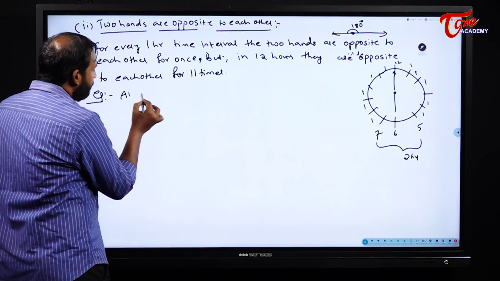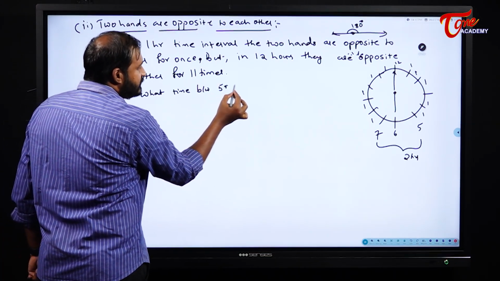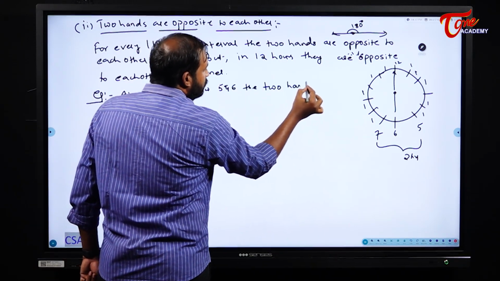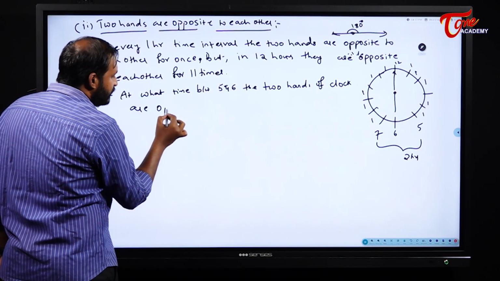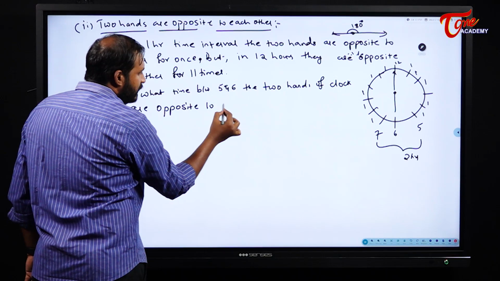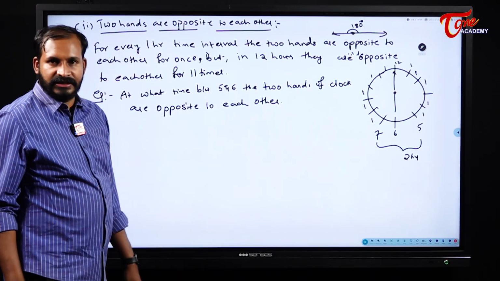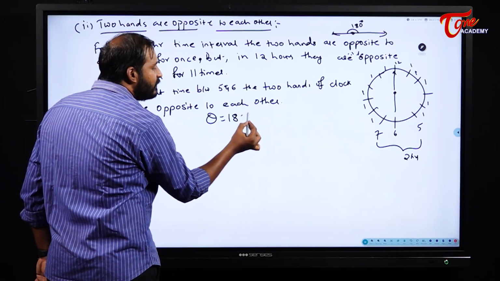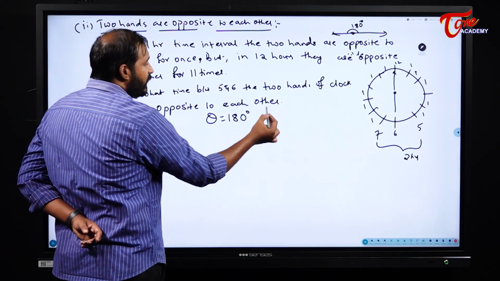At what time between 5 and 6 are the two hands of the clock opposite to each other? This is the question. Now we know that when the two hands of the clock are opposite to each other, the angle between them will become what? 180 degrees. Okay, good.